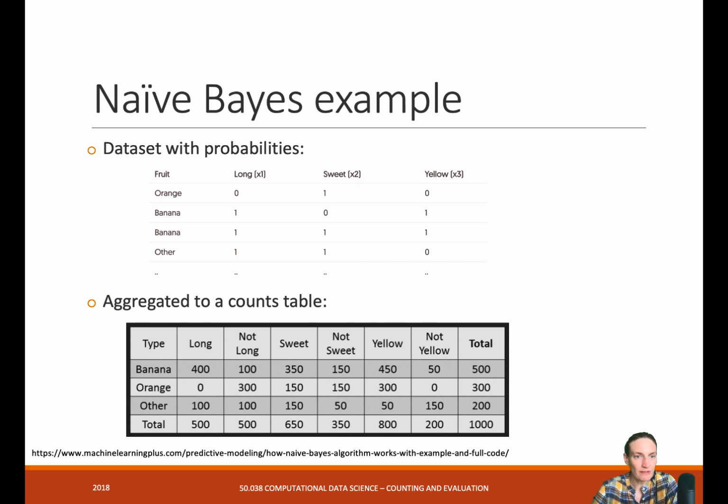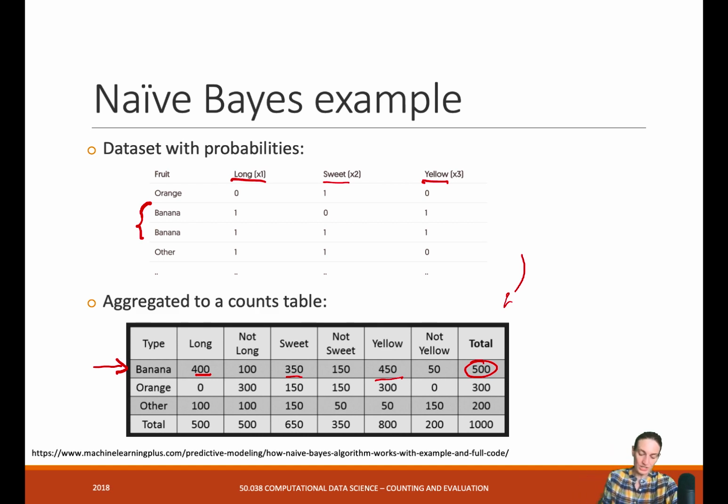Let's look at an example again. We have a data set here with probabilities. We have fruits: orange, banana, other, and we have features: is it long, is it sweet, is it yellow, etc. It's Bayes, so we need counts. So we aggregate this into a count table, and we see that for different fruits, for instance, banana appears twice here, but it'll appear many, many times, in fact probably 400 times. For each of these, they're aggregated into one row here. For banana, we see 400 times it occurs as long. It seems to be medium sweet, and yellow all the time. In total, 500 counts of banana.